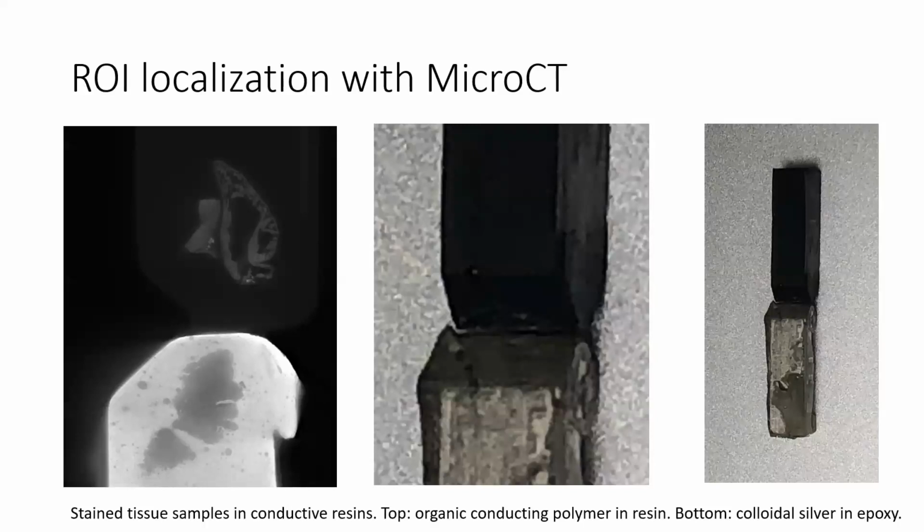I really like this. I recently won a grant to explore different embedding media. On the left, you see two samples. I've simply glued them together nose to nose. Both of them are mouse heart tissue. They've been stained. Both of them are embedded in conductive resin. The one on the bottom is embedded in colloidal silver epoxy, and the one on the top is an organic conducting polymer that's been suspended in epoxy resin.